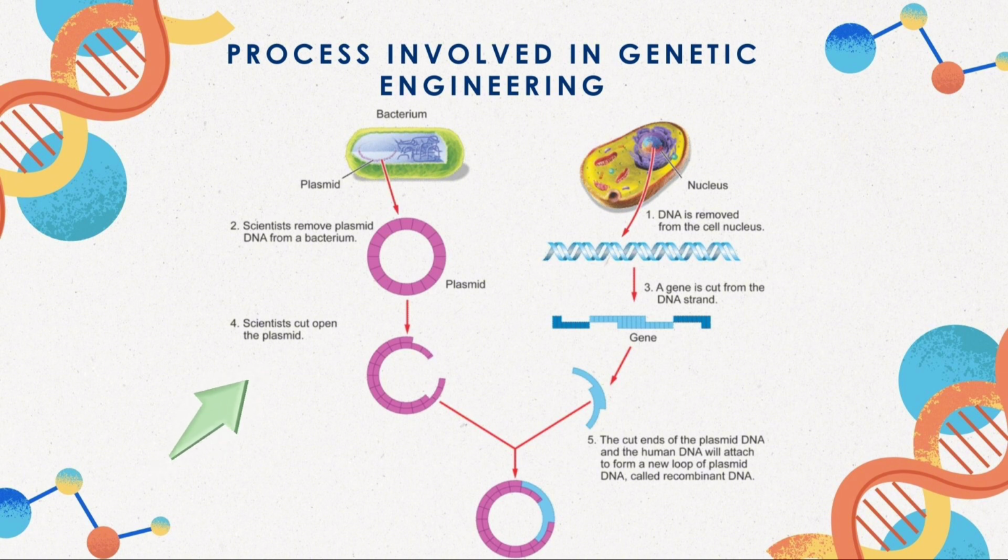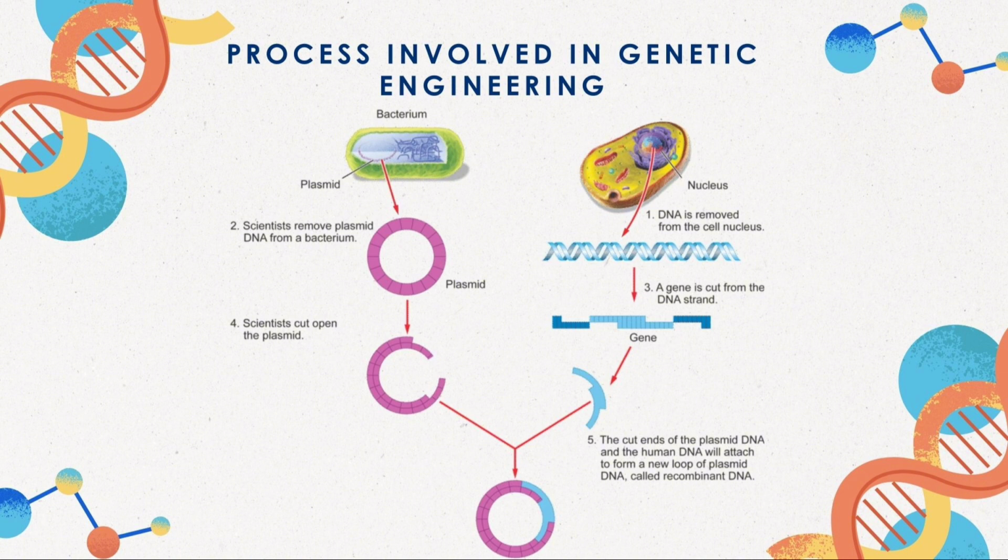So, let's go to the fourth step. This is called plasmid preparation. Scientists cut open the plasmid. The plasmid is cut open using the same restriction enzyme, creating a cut plasmid ready to receive the gene of interest. So, the last step is the formation of recombinant DNA.